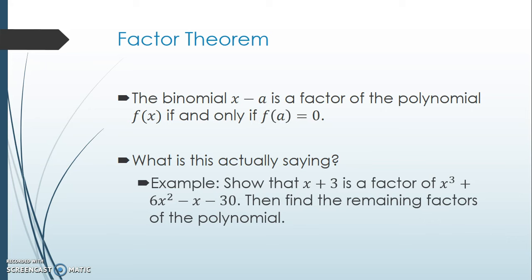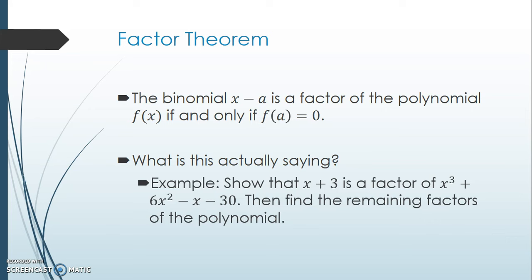The factor theorem says the binomial x minus a is a factor of the polynomial f of x if and only if f of a equals 0. So that's a whole lot of math jargon. What is that actually saying? To answer this question, we're looking at this example.